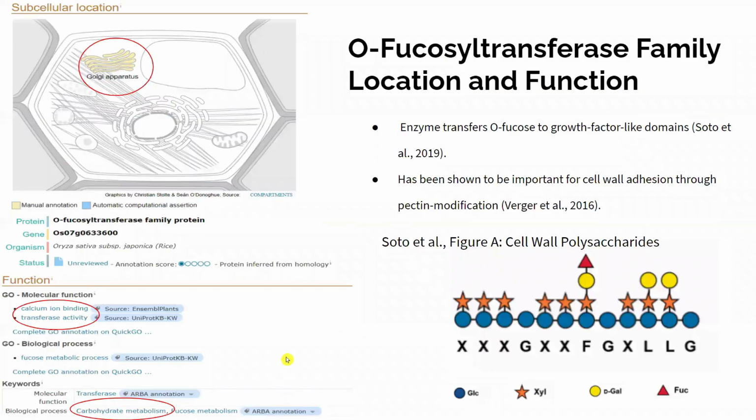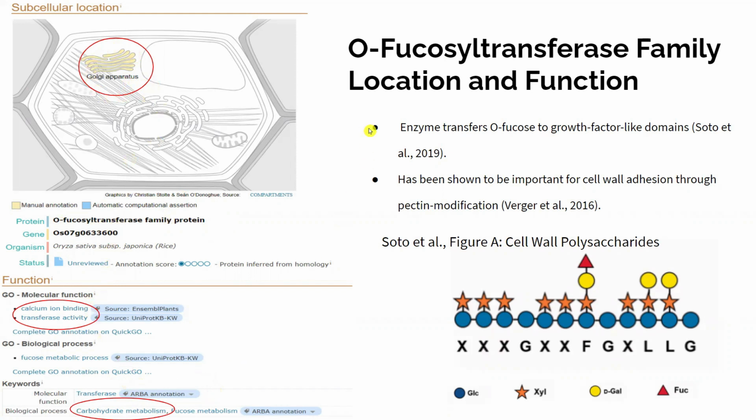All right, so our next step was taking the closest relative to our protein of interest, which was the Oryza sativa, and using InterPro to learn more about it. We determined that it was a member of the O-fucosyl transferase family, which is located on the Golgi apparatus as well as the ER, so likely involved in macromolecule modification. It has the function of binding calcium ions and also transferring a group. And it seems to be implicated in carbohydrate metabolism as well as fucose metabolism.